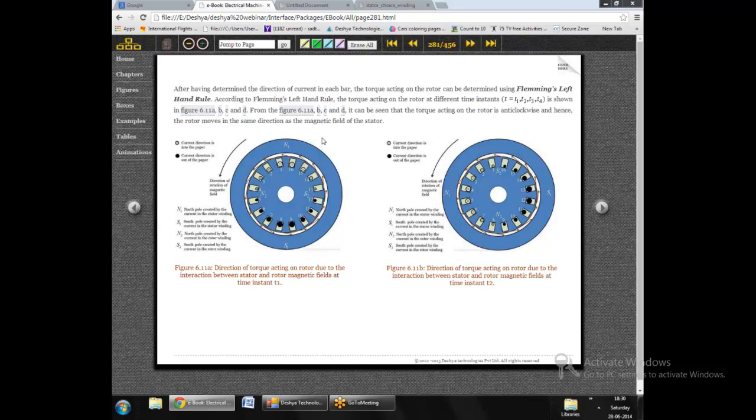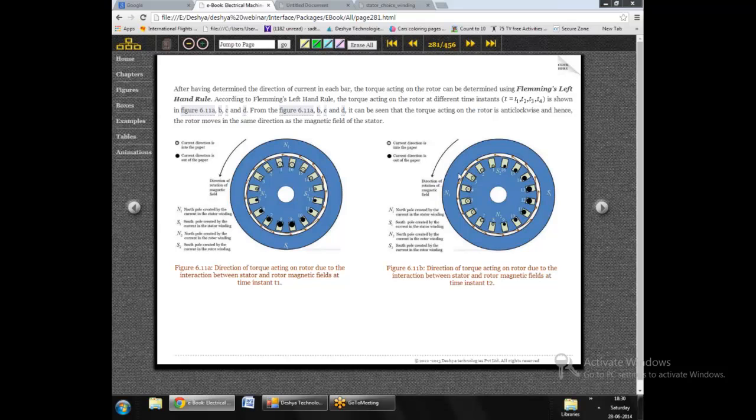And once we have the two magnetic fields, we can also determine the direction of the torque, and this torque acts on the periphery of the rotor. So in figure 6.11a, we can see the direction of the torque which is acting on the periphery of the rotor, and this torque is actually determined by Fleming's left hand rule, about which we had seen in box 6.1.